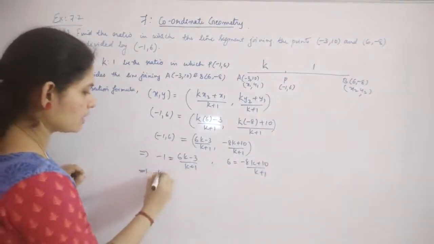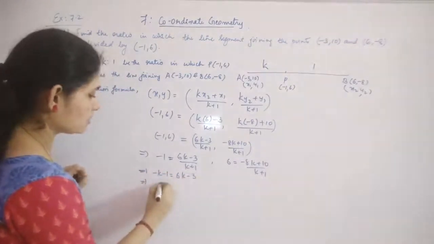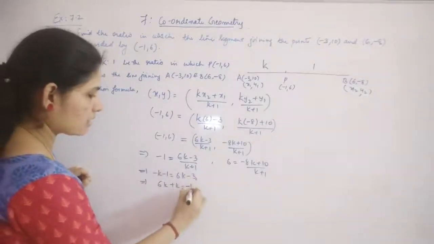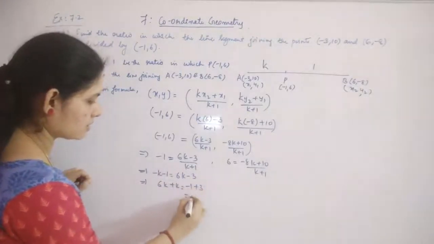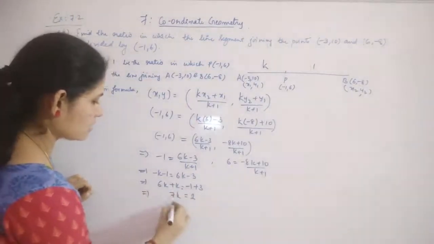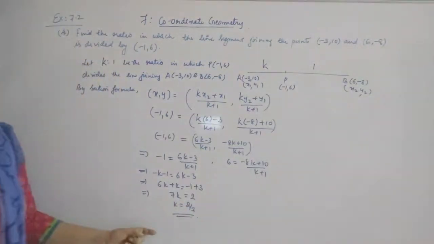Cross multiplying, you will get minus k minus 1 is equal to 6k minus 3, and this is your 6k plus k, this going there, and minus 1 plus 3. This will give you 2 here. This is your 7k. So that your k is a fraction which is 2 by 7. So you got the value of k.